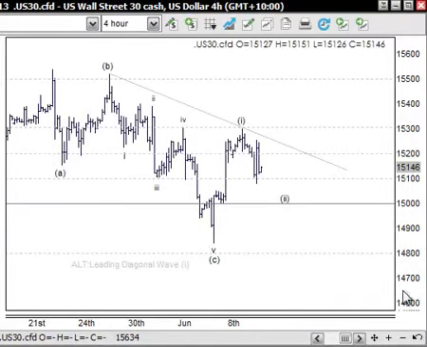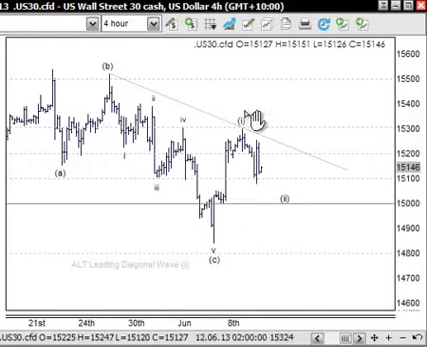The Dow Jones, same thing as well. So you can treat the 1530 as the 1650 on the S&P 500, and you'll be looking for support on that, but exactly the same wave count here, and that's the same for the DAX as well. The FTSE is slightly different.